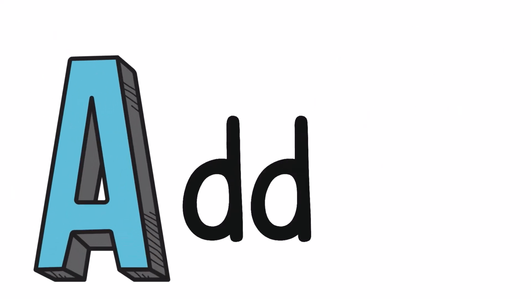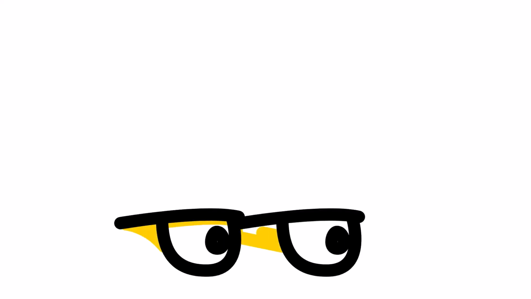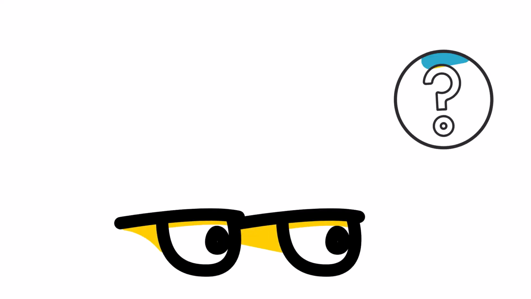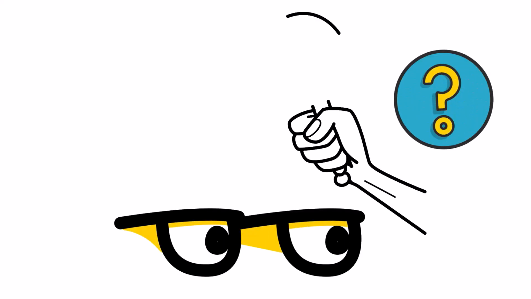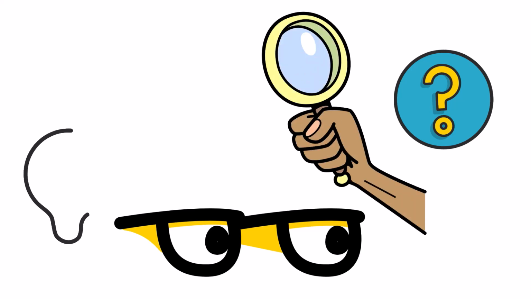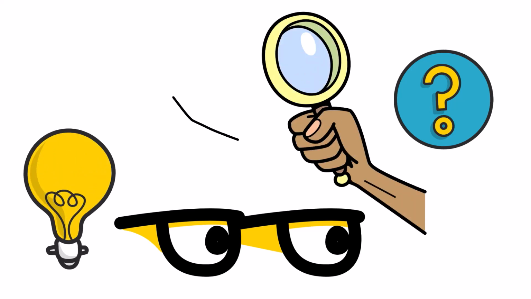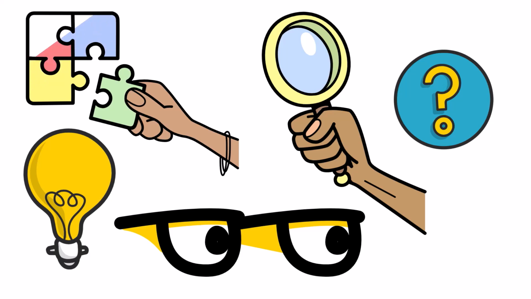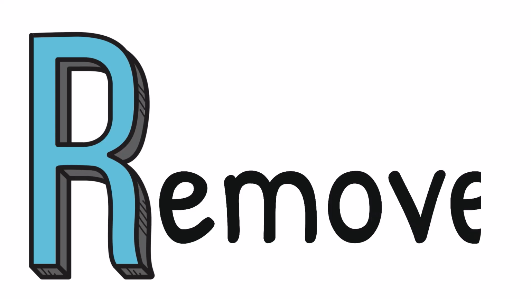A is for add. Look for what's missing. Did you forget a detail? Or maybe a sentence to explain an idea? Adding details makes your writing more interesting. For example, instead of saying, "the dog barked," you could add a detail like, "the hungry dog barked loudly at the mailman."